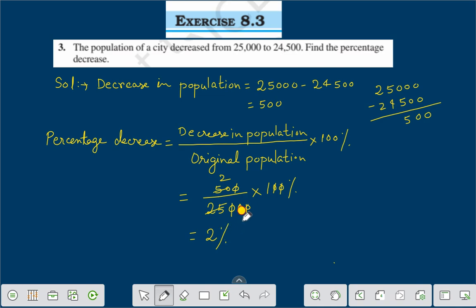That is the answer, right? Therefore, percentage decrease we find is 2%. Hence, the percentage decrease is 2%.